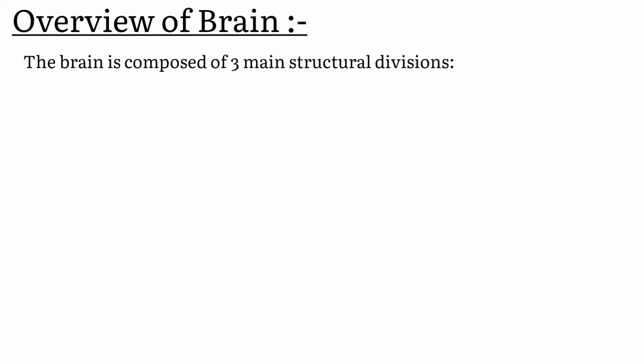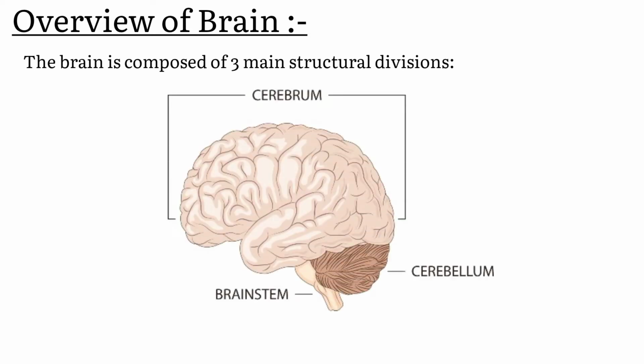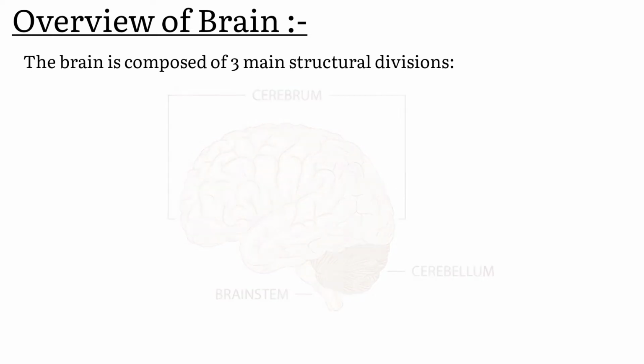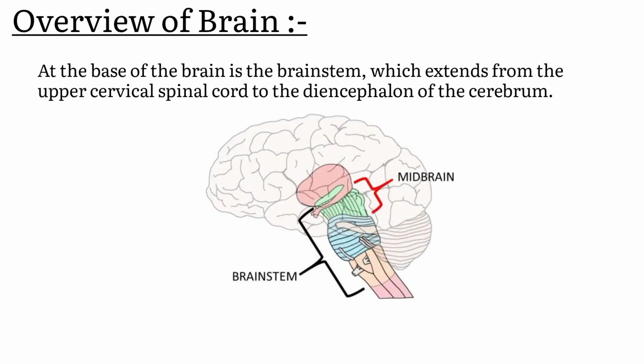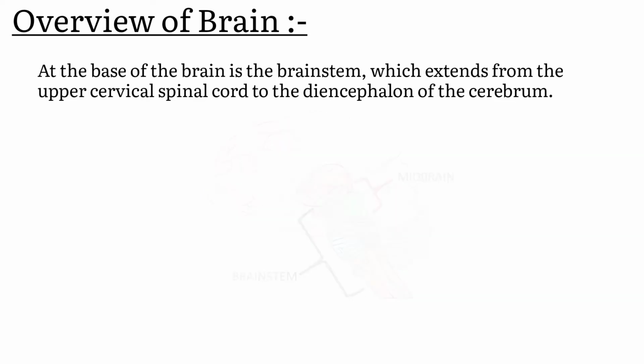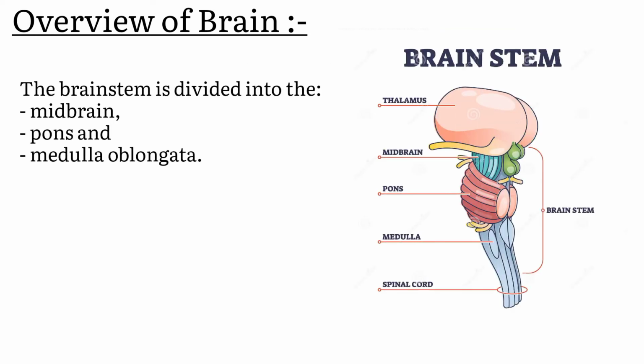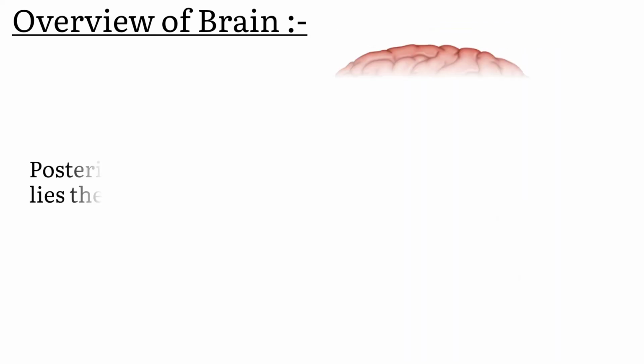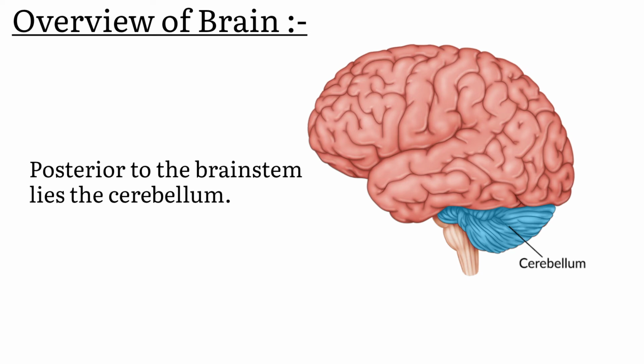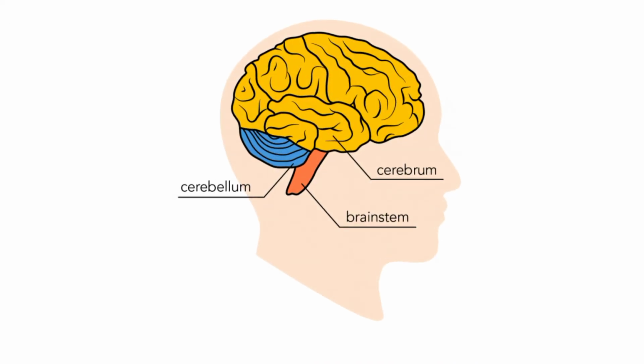The brain is composed of three main structural divisions: the cerebrum, the brainstem, and the cerebellum. At the base of the brain is the brainstem, which extends from the upper cervical spinal cord to the diencephalon of the cerebrum. The brainstem is divided into the midbrain, pons, and medulla oblongata, and posterior to the brainstem lies the cerebellum. So this was the general overview of the brain and its structures.